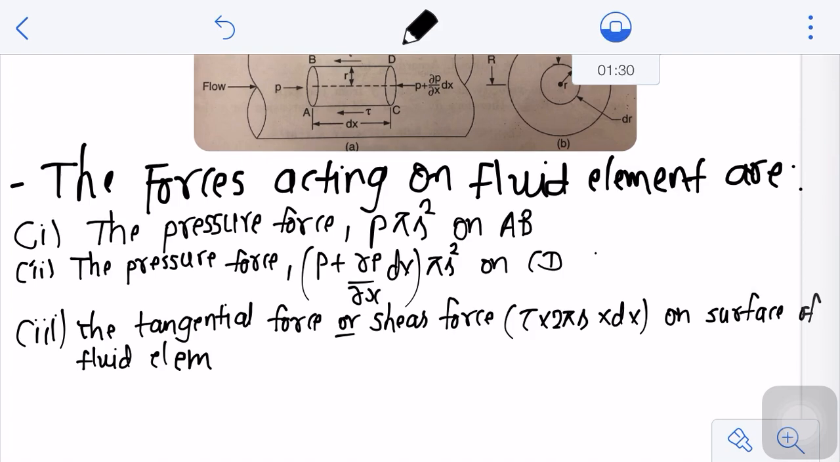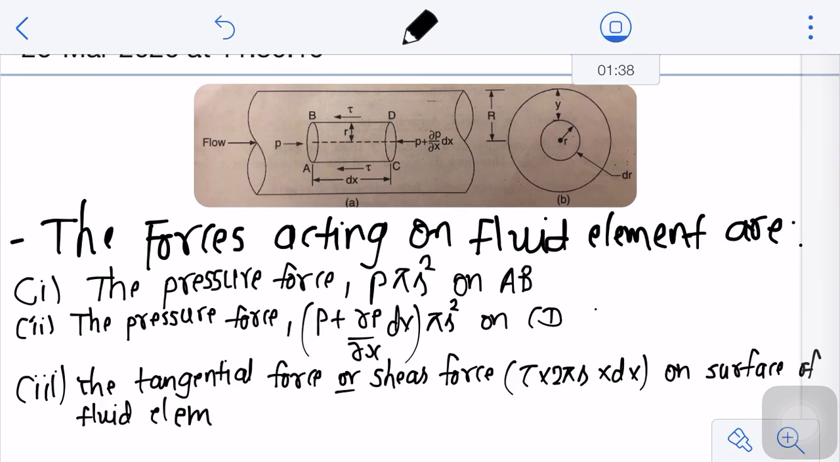In this particular case, the forces that act on the fluid element are, first, the pressure force on the face AB on the left-hand side, in the direction of the flow. This force is given by P into pi r square, as you can see in the list here. The same kind of pressure force acts on the opposite face CD, and that equals P plus curly P by curly x dx into pi r square. These two pressure forces are due to the pressure intensities on face AB and face CD.